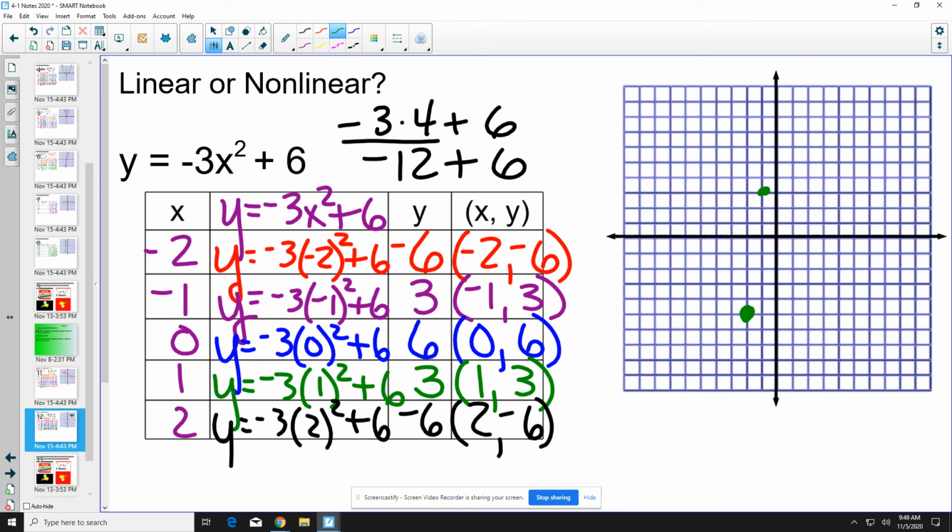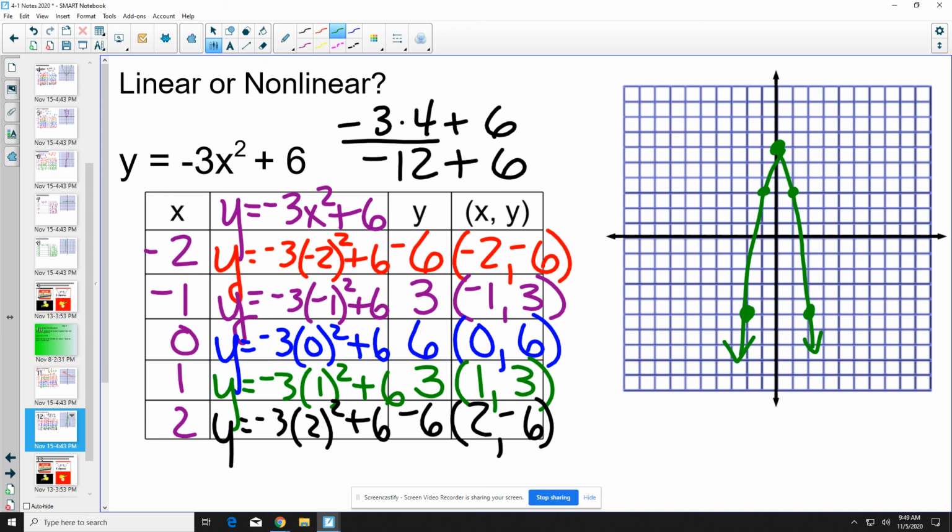Okay, 0, 6 means don't go left or right and go up 6. 1, 3 means right 1, up 3. 2, negative 6 means right 2, down 6. And then what you do is you connect and put arrows at the end.